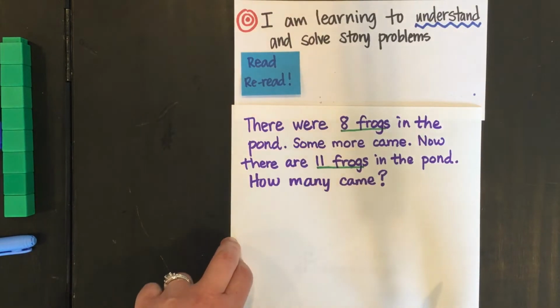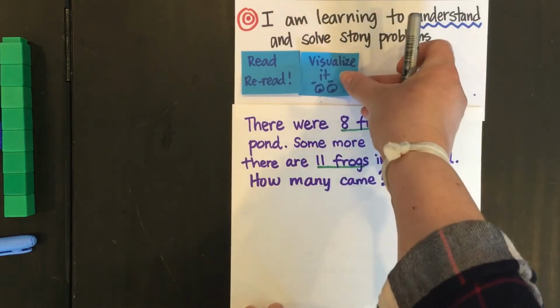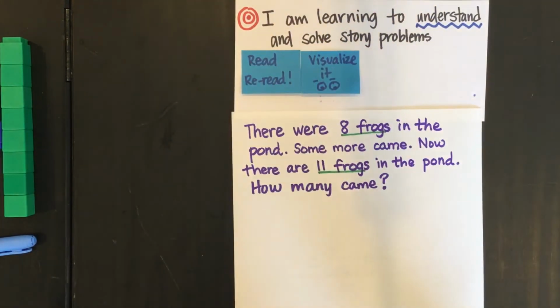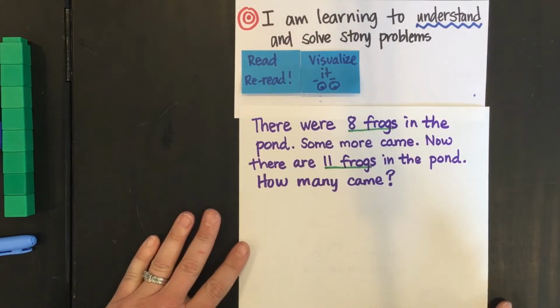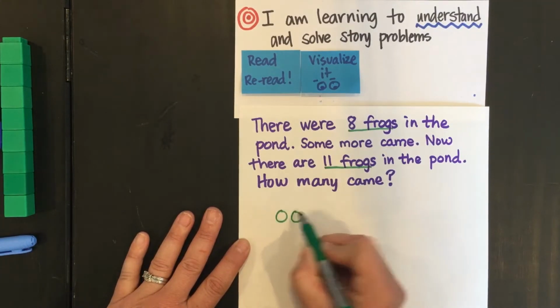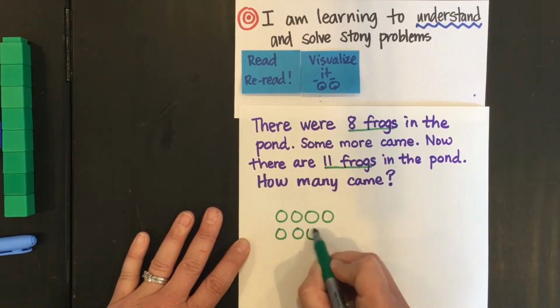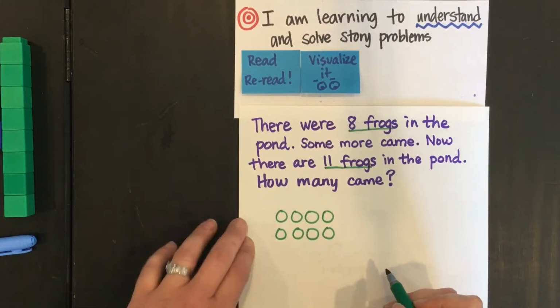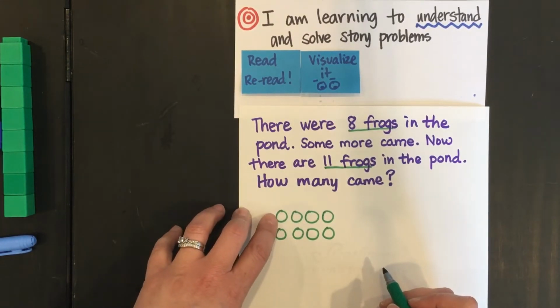So the next step that I like to do when I'm trying to understand a story problem is I like to visualize it. I like to think about, if I were to see this story come to life, what would it look like? And oftentimes I either act it out or I draw a picture to help me. In this story, it says that there were 8 frogs. So I could quickly draw 1, 2, 3, 4, 5, 6, 7, 8 frogs. I'm not going to draw them with their eyes and their legs because this is just a math drawing and I want to just hold that idea in my brain.